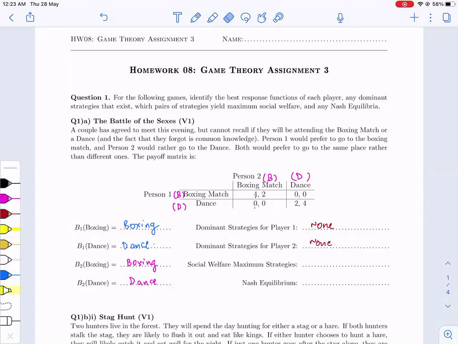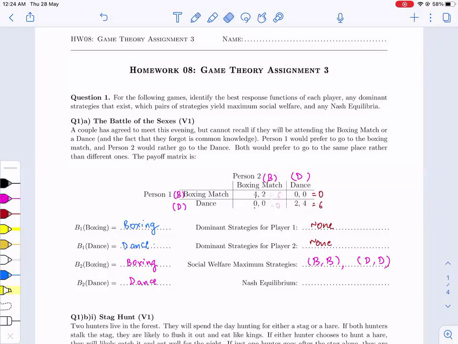Now, social welfare maximum strategies would be the ones corresponding to having the highest social welfare. And social welfare is just the net payoff of each outcome, which means the sum total of the payoff for all players. So social welfare for the first outcome is 6. The second outcome is 0. Third is 0. Fourth is 6. So clearly, 6 is the highest social welfare, and you have two outcomes that correspond to that. One is boxing, and another is dance.